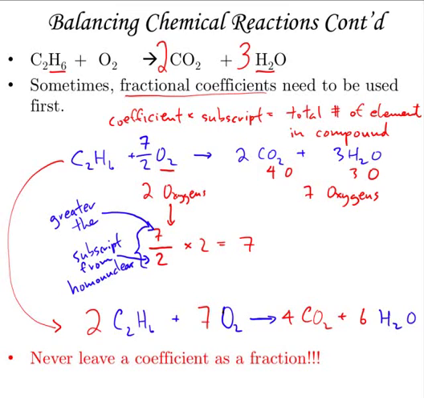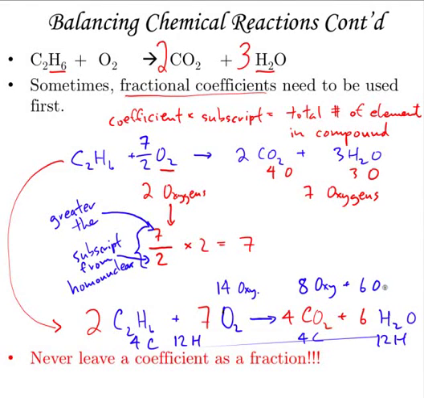Okay, so I have 4 carbons total here, 4 carbons total here, so carbons are good to go. I have 12 hydrogens here, and 12 hydrogens here, so hydrogens are good to go. And finally, I have 14 oxygens here, and let's see, 8 oxygens in CO2 and 6 oxygens in the water, giving me a grand total of 14 oxygens. So as you can see, this method does work. And again, the final thought is to never leave a coefficient as a fraction.